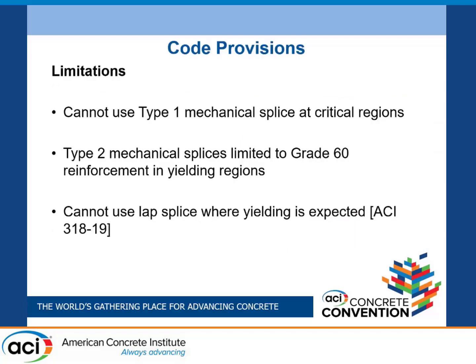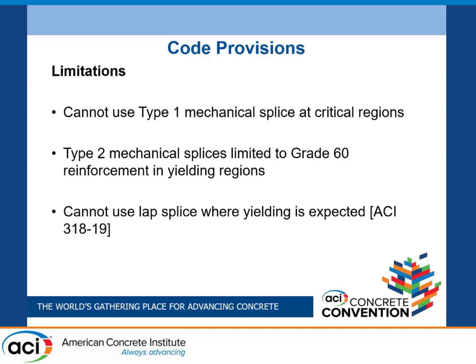In ACI, we have two defined types of mechanical splices: Type 1 and Type 2. In Type 1, the bars being spliced develop 125% of specified yield strength, whereas in Type 2, the bars develop 125% of specified yield as well as the specified tensile strength. So as per the ACI 318 code, we can use Type 1 splices.